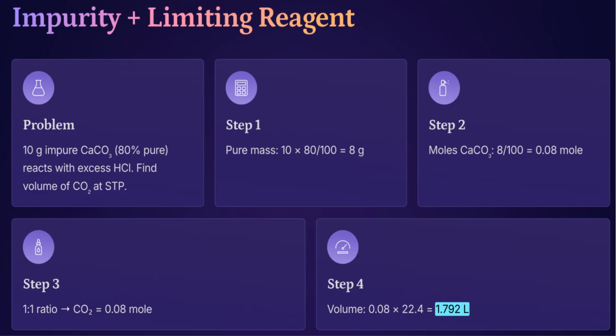Now let's handle impurity problems. Impurity and limiting reagent problems require finding the pure mass first. Then, proceed with mole conversions and ratio calculations to find the final volume of CO2 at STP, which is 1.792 liters. Thus, structured steps eliminate all confusions.